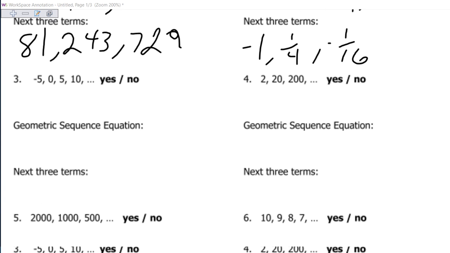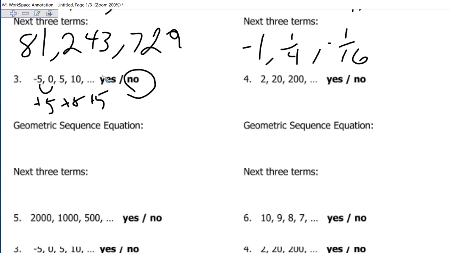Now, number 3 is going to be plus 5. Ooh, that's an ugly 5. Plus 5. And then we added 5 again. And then we added 5 again. If you remember correctly, we're not worried about adding today. That's an arithmetic sequence, so that's a big old no for that one.